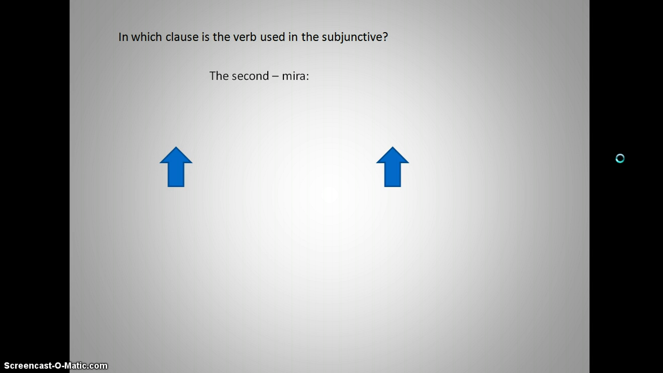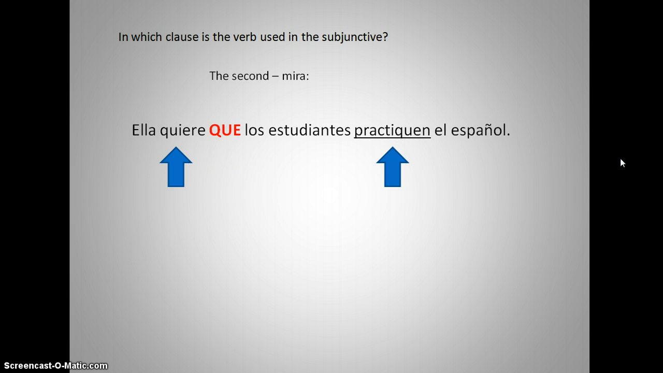In which clause is the verb used in the subjunctive? Well, let's take a look. Ella quiere que los estudiantes practiquen el español. You may be saying to yourself, well, it's the second clause. And that is correct. The first clause is always going to be in the indicative. The second clause is always going to be in the subjunctive, if it qualifies.